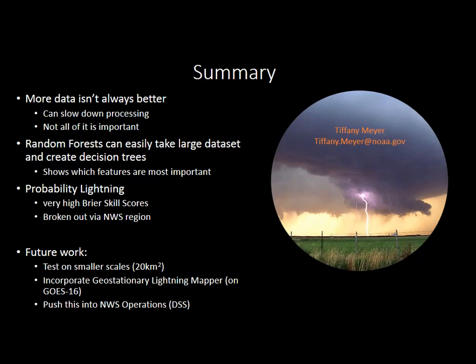Some of our future work: we want to test this on smaller scales, or start tracking at about 20 kilometers, since we did miss quite a few storms of that popcorn convection that still did have lightning. Once GOES-16 has been up for a while, and we've been able to collect a year or two's worth of data, we can incorporate the Geostationary Lightning Mapper, so we can get more lightning data, as well as other satellite products. And then our goal is to eventually push this into the National Weather Service operations. Thank you.